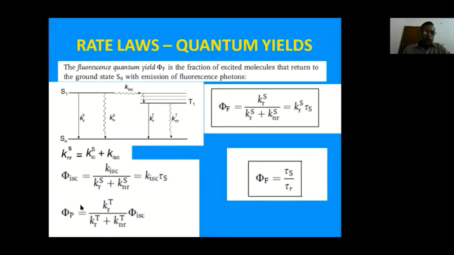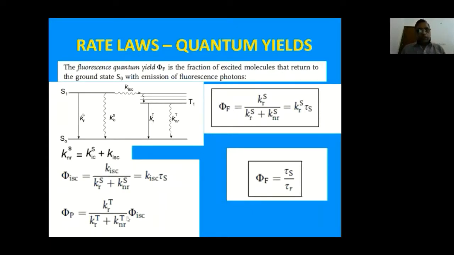You can also find out the quantum efficiency of the phosphorescence. When you go to phosphorescence, the rate of formation of the light is basically your k_T radiative, that is your phosphorescence decay constant, divided by the sum of the two rate constants, radiative and non-radiative, and then multiplied by the inter-system crossing efficiency, because you should know the efficiency of this state formation. From that it's deactivating. So that is how you can correlate the quantum efficiency of the phosphorescence.